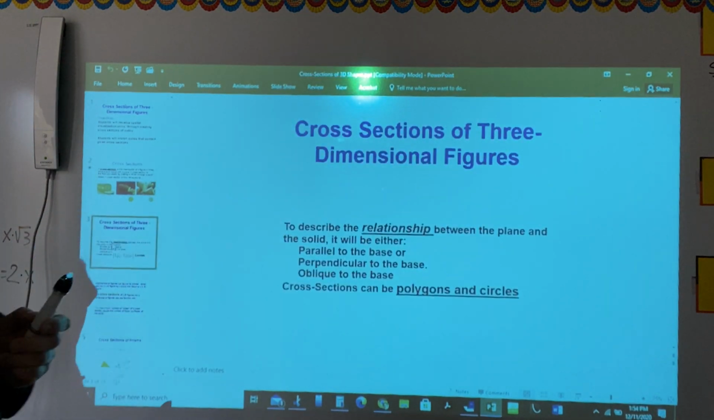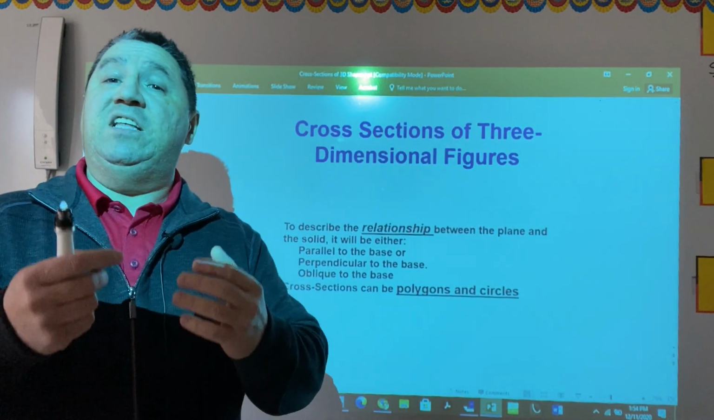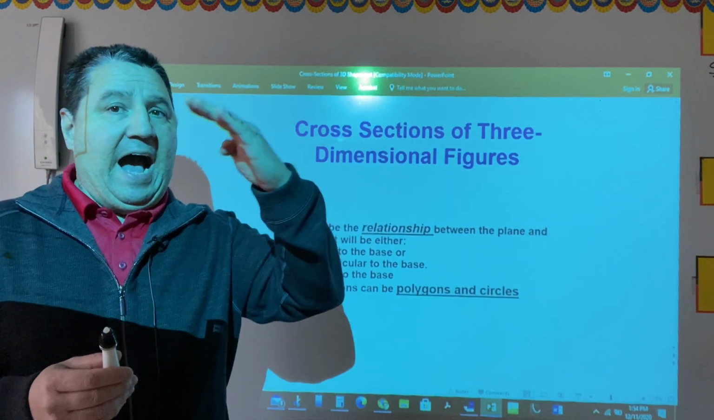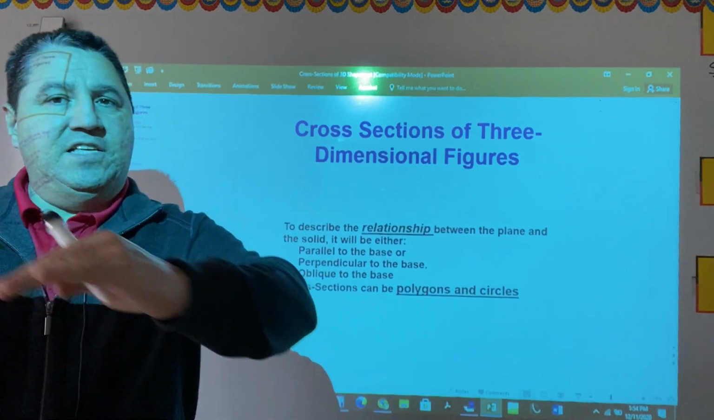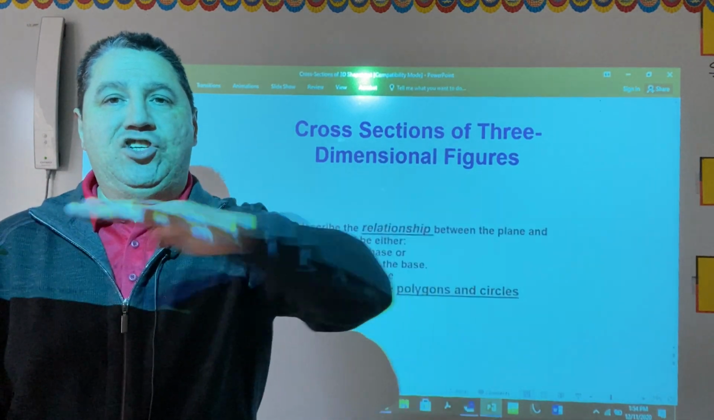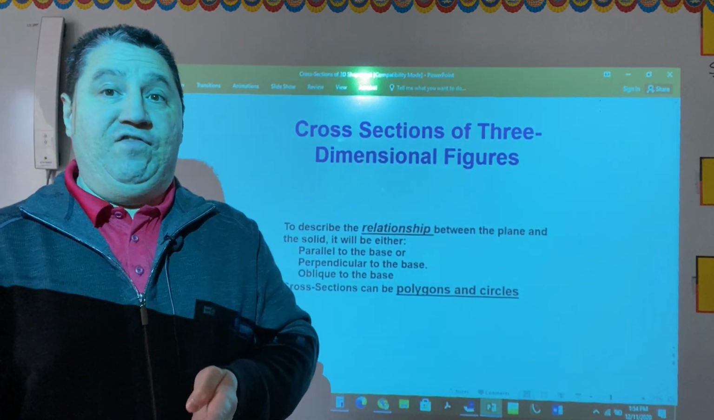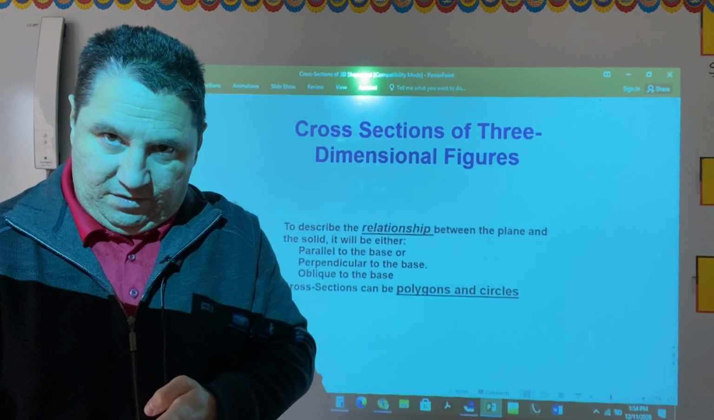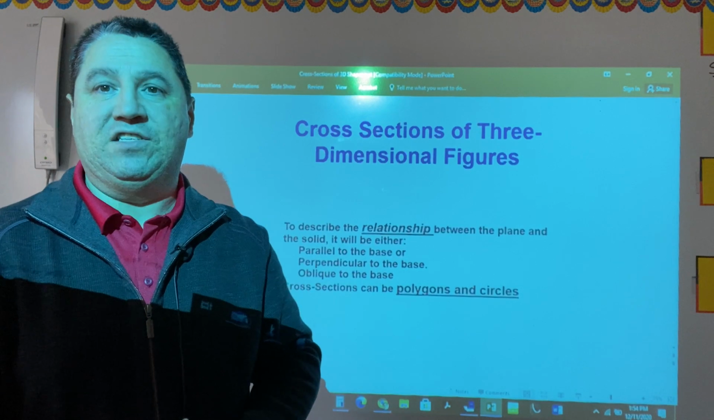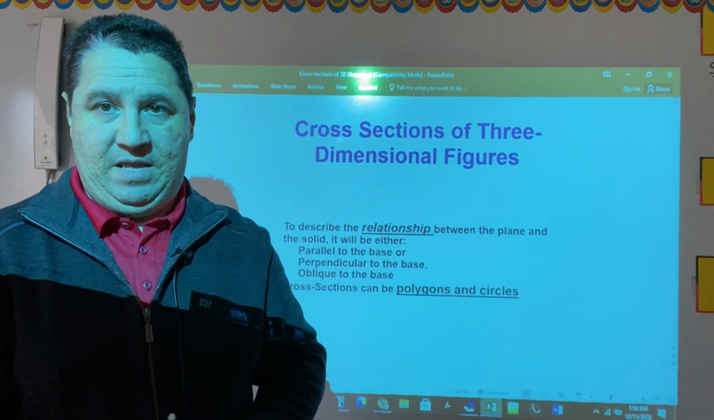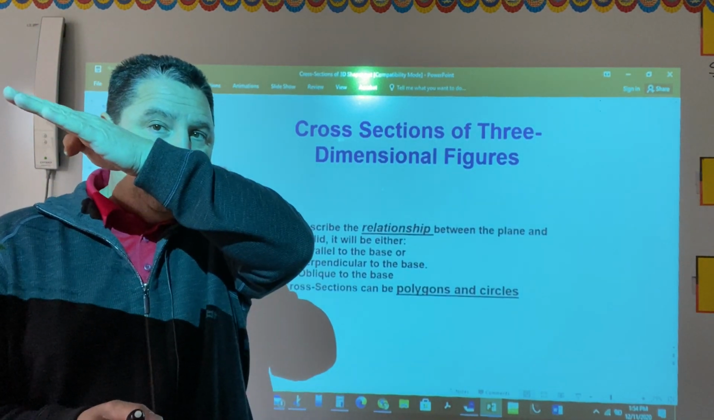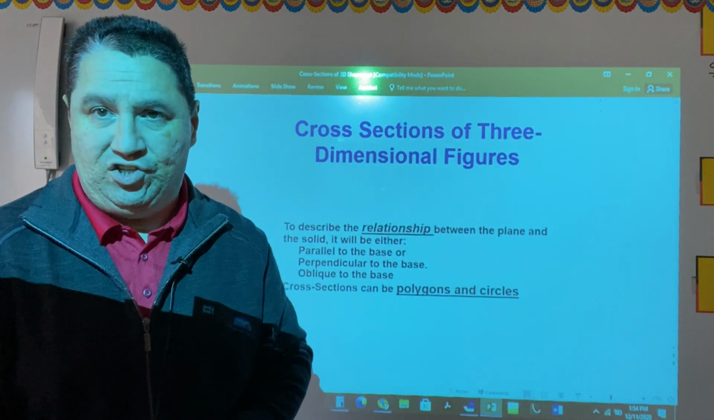Now, how do we make these cross sections? If the plane that cuts the object is parallel to the base of the object, then the cross section is horizontal. If the plane that cuts the object is perpendicular to the base, then the cross section is vertical. If the plane that cuts the object is oblique, then the cross section would be oblique.